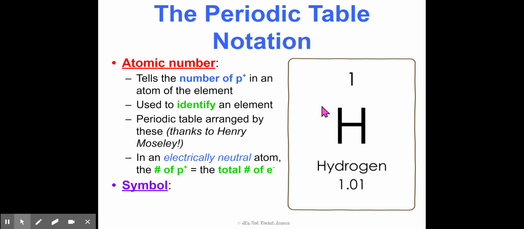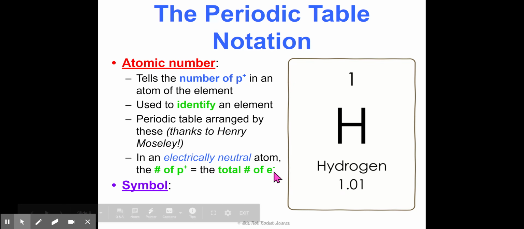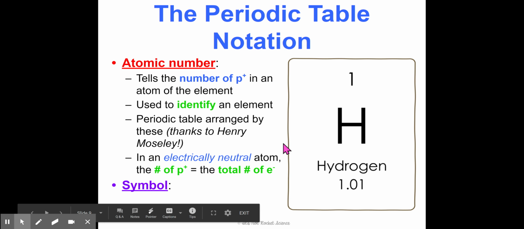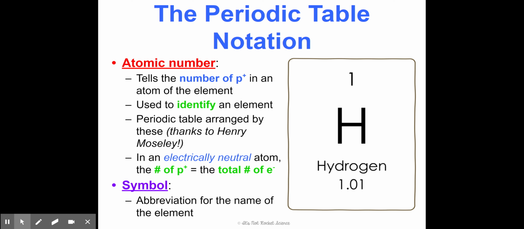The periodic table is arranged by the atomic number, as I told you before. In an electrically neutral atom, the proton number is equal to the electron number, and you also observed this in the PhET simulation when you were building an atom in the last lesson, remember? When the proton number is equal to the electron number, like 3 protons and 3 electrons, they cancel each other and make the atom neutral, right? So that symbol, H, is the symbol, as I told you, okay?